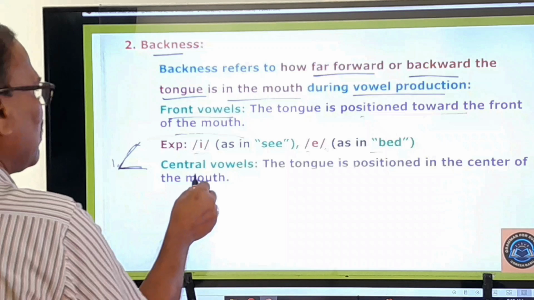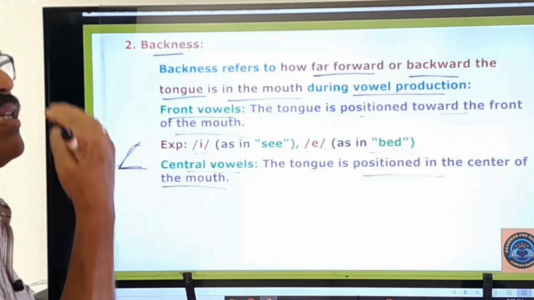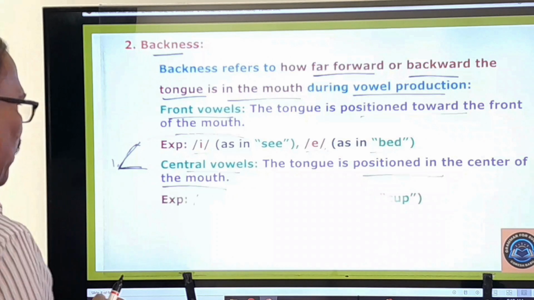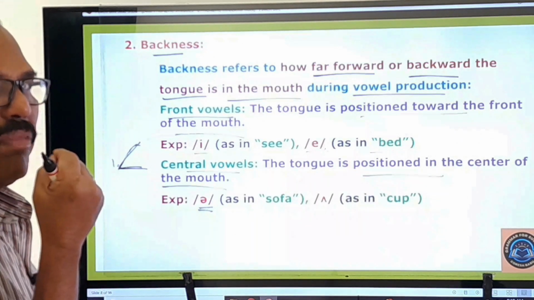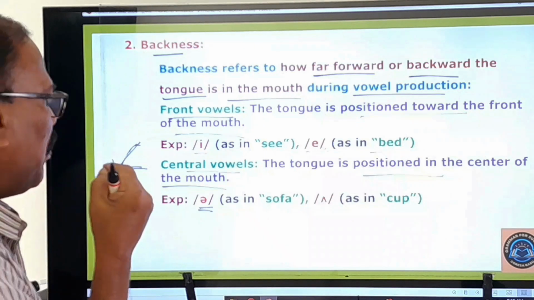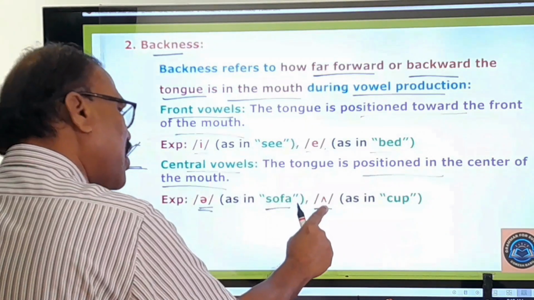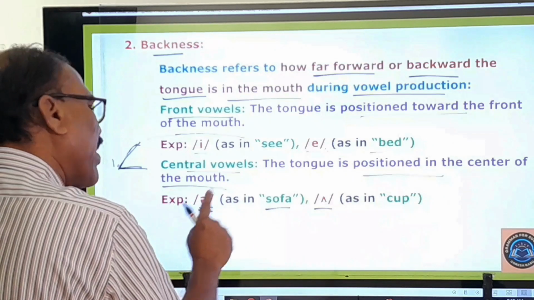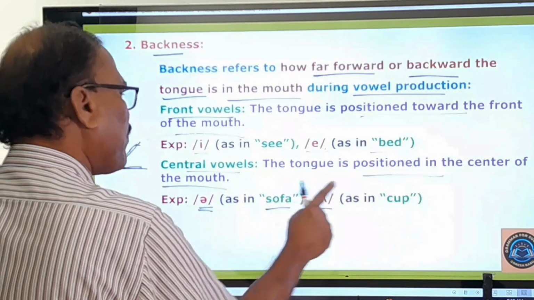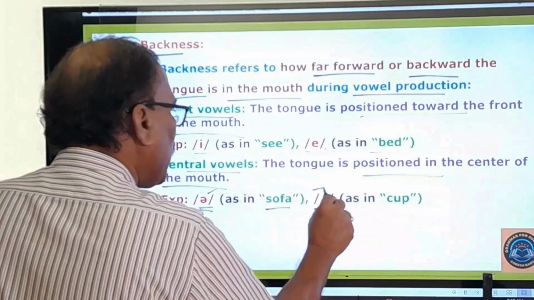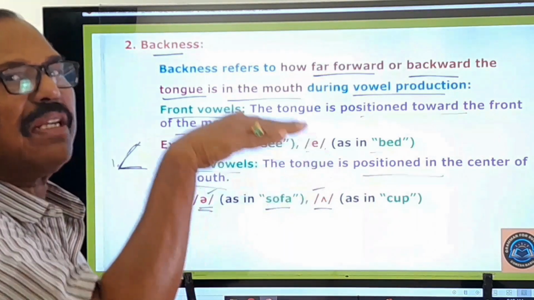Okay, and here central vowels, the tongue is positioned in the center of the mouth. The tongue is in the mid position, and here you pay attention. The tongue will be stagnant. Okay, it will be in the mid position. Sofa, and sudden short. See, sofa, cup. So these 2 vowel sounds are produced when the tongue is positioned in the center of the mouth.